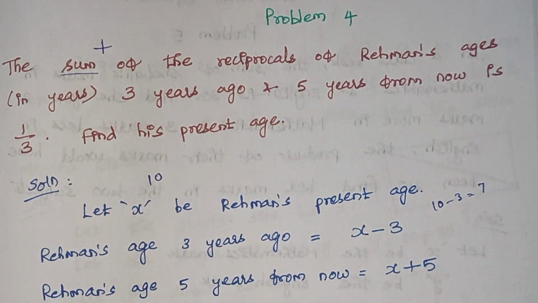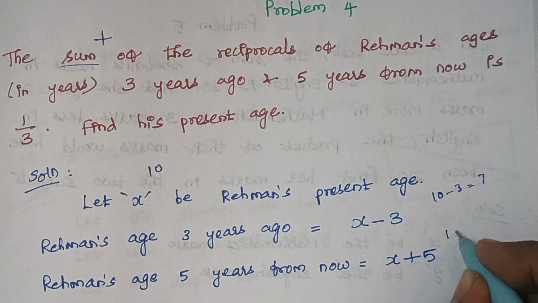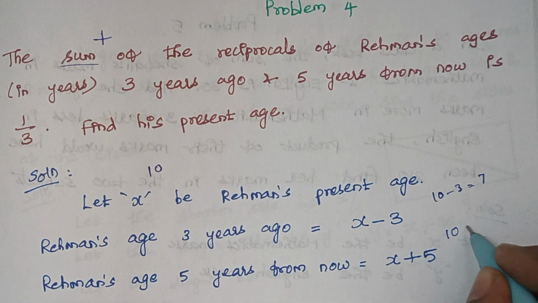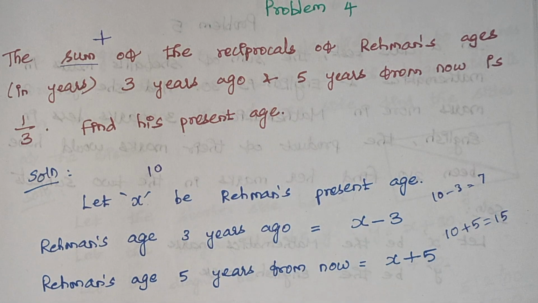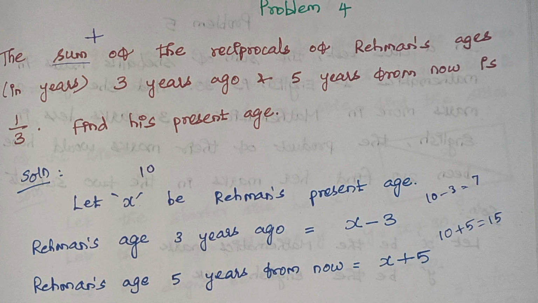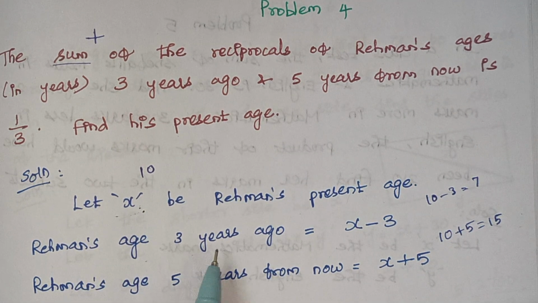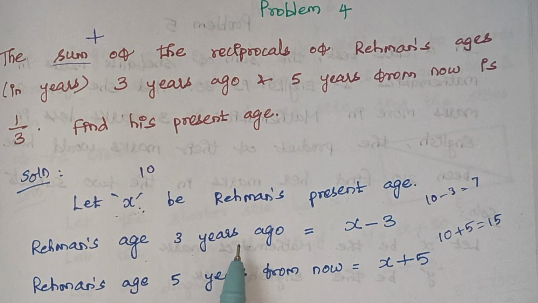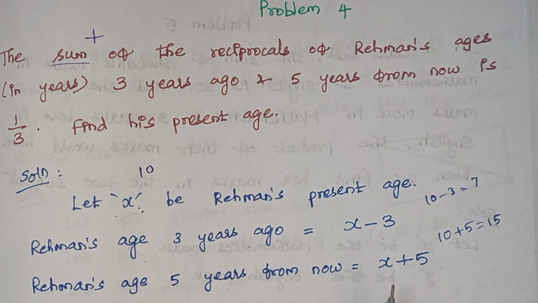And Rahman's age 5 years from now? His present age is 10 years, then after 5 years, his age will be 15. So like this, as we don't know his present age, we are taking the value as x. Rahman's age 3 years before will be x minus 3, and 5 years from now, his age is x plus 5.